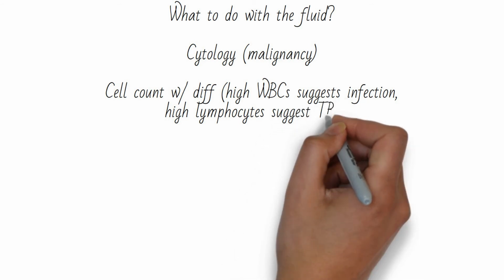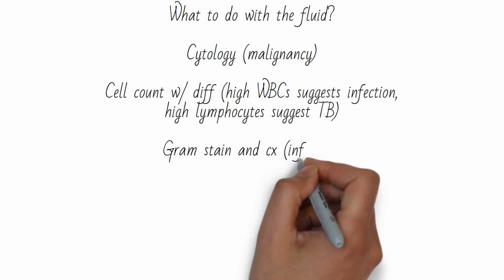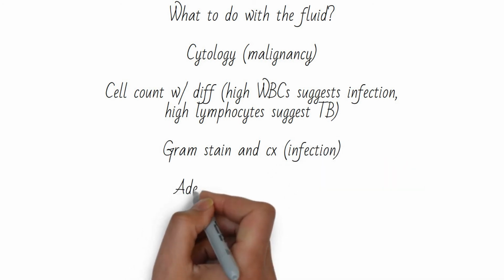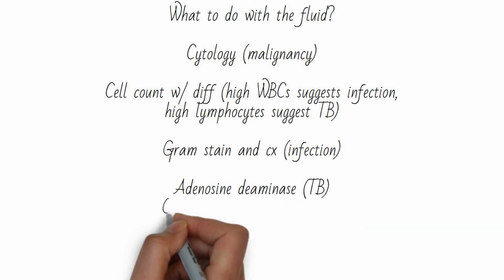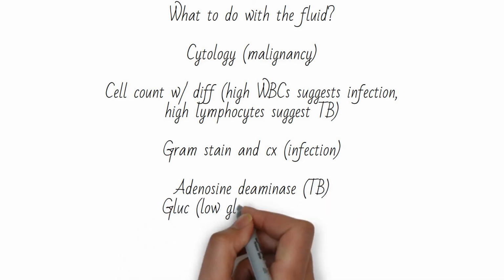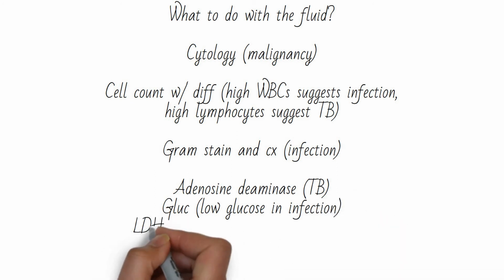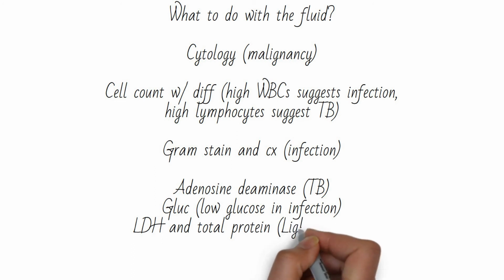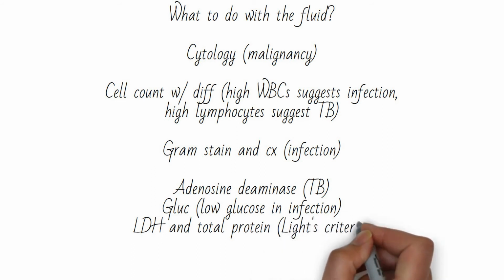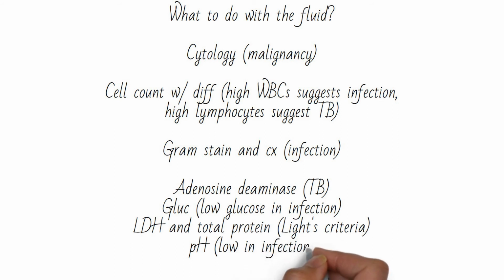If TB is suspected, adenosine deaminase is another test that can suggest TB, as well as acid-fast staining. Gram stain and culture should always be sent in case of infection. Glucose is also sent as glucose is consumed in infection, and glucose below 60 or pH below 7.2 suggests infectious etiology. Triglycerides suggest a chylothorax. Finally, LDH and total protein should be sent to determine Light's criteria.